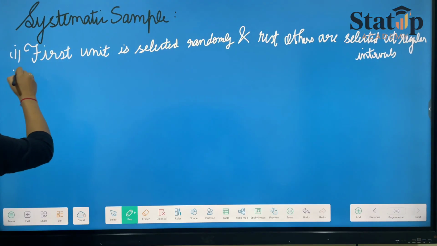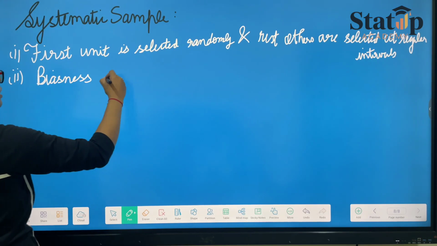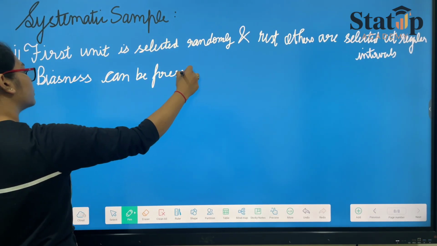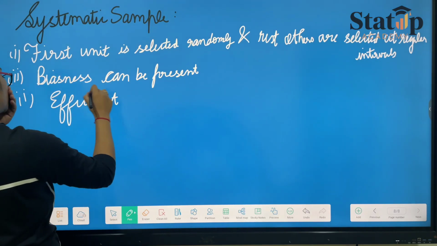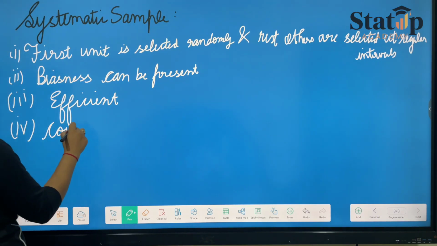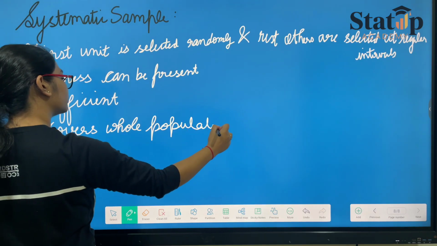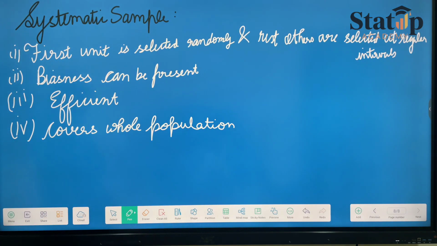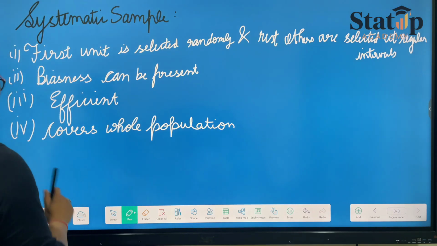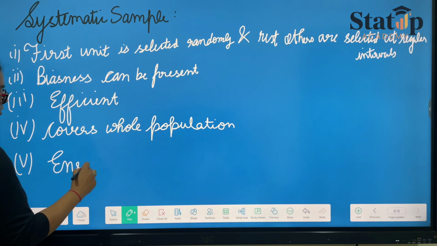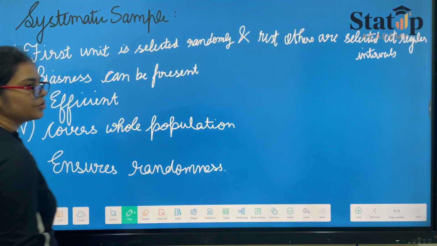Then the second point is that bias can be there. It is not compulsory that it will always be there, but it can be present. This sample is efficient. It covers the whole population. These are some of the important points of systematic sampling. And one more thing is that it ensures randomness, because we are selecting the first unit randomly.